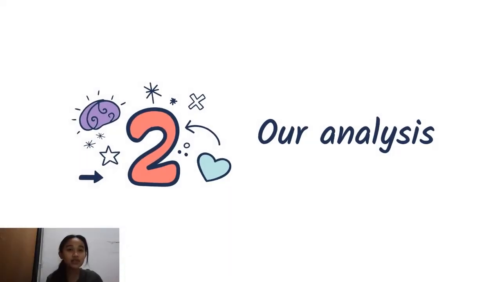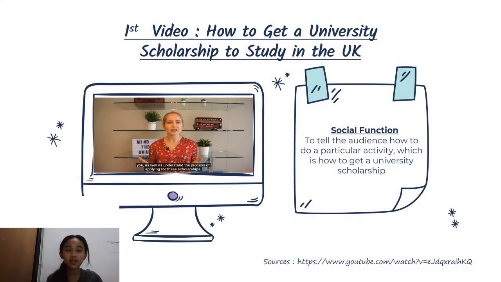And now, let's move on to the analysis. The first video is how to get a university scholarship to study in the UK. The social function of the video is to tell the audience how to do a particular activity, which is how to get a university scholarship.